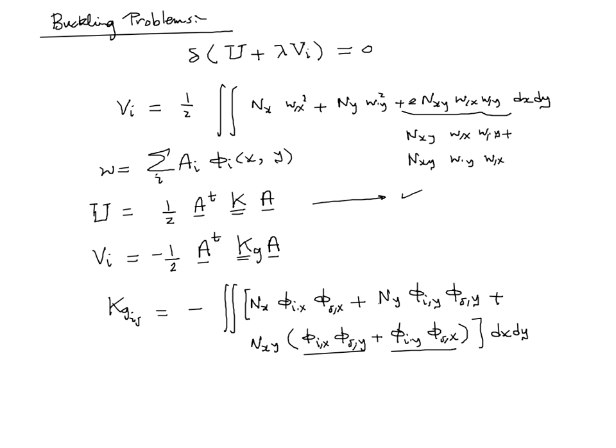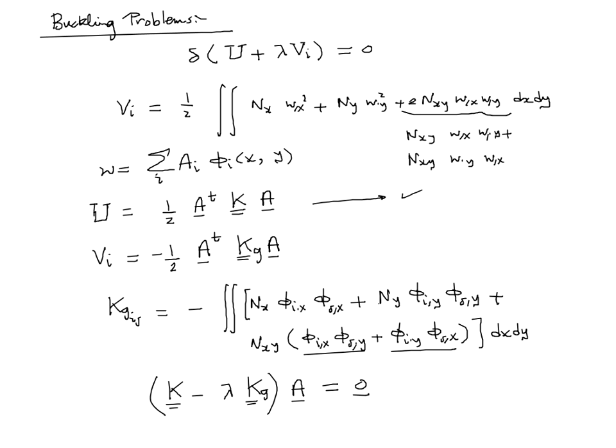So now if you minimize U plus lambda VI, you end up with K minus lambda Kg times A equals 0, which is an eigenvalue problem. And actually, we define Kg with a negative sign, mainly because standard eigenvalue problems have a minus sign rather than a plus sign in the definition.